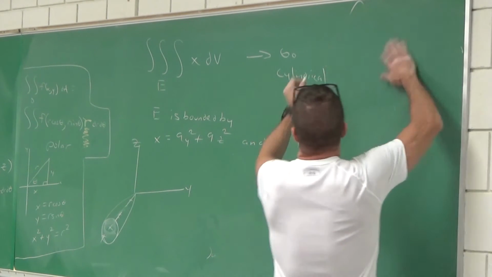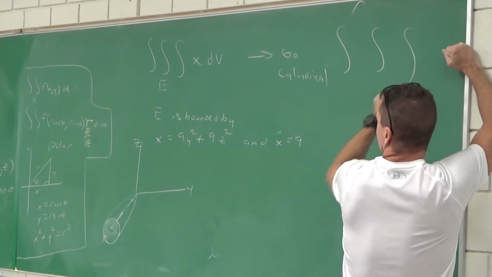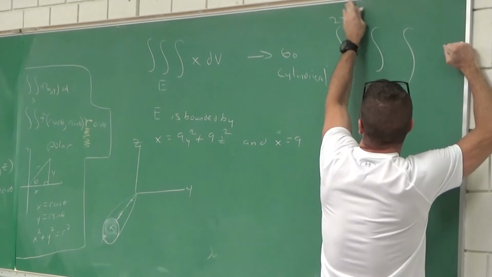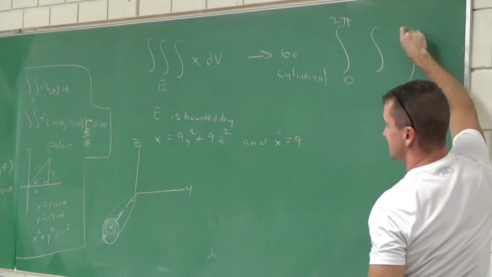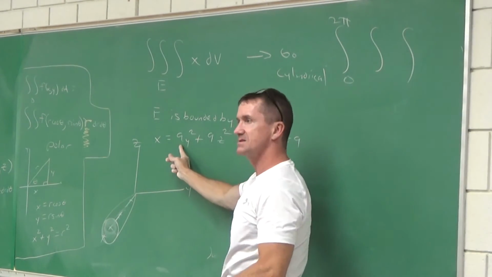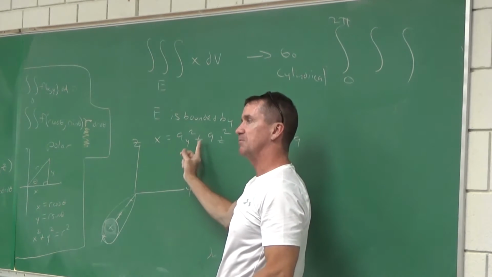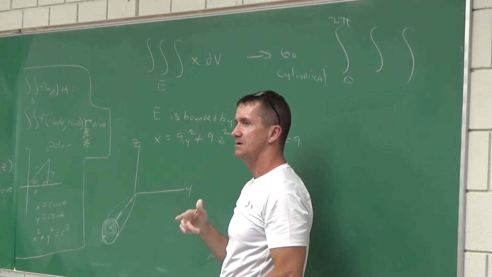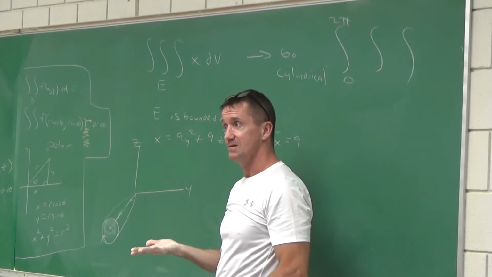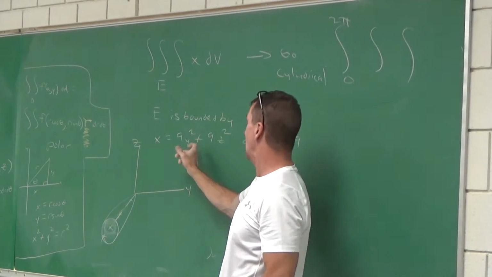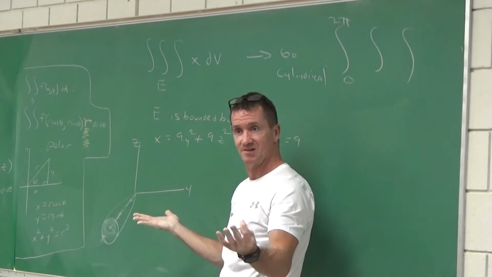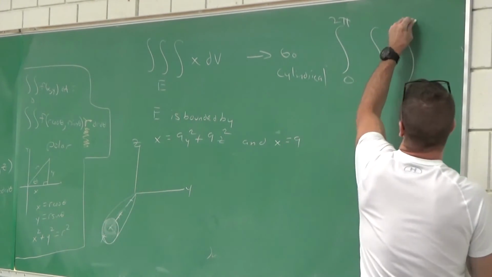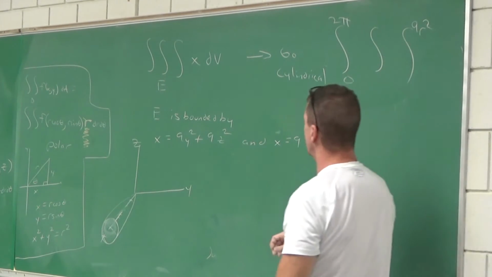There we go. I don't need much room for this. 0 to 2 pi? What's the top x? 9y squared plus 9z squared. If you go cylindrical, what should I write that as? 9r squared. Isn't that 9r squared? Because now y squared plus z squared equals r squared, because I'm projected on this yz plane. So 9r squared, what's the lower limit?